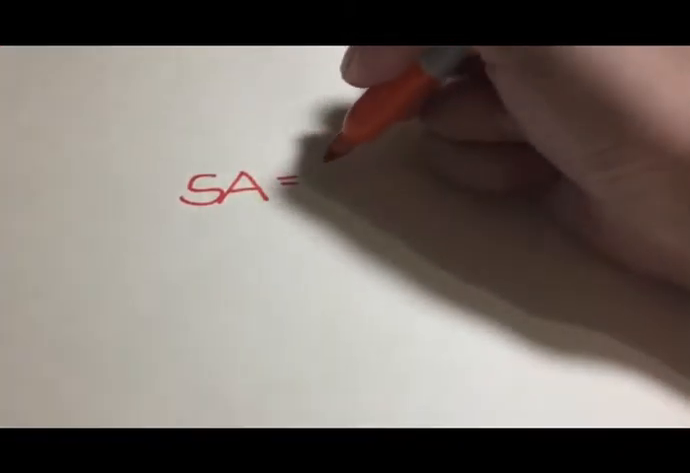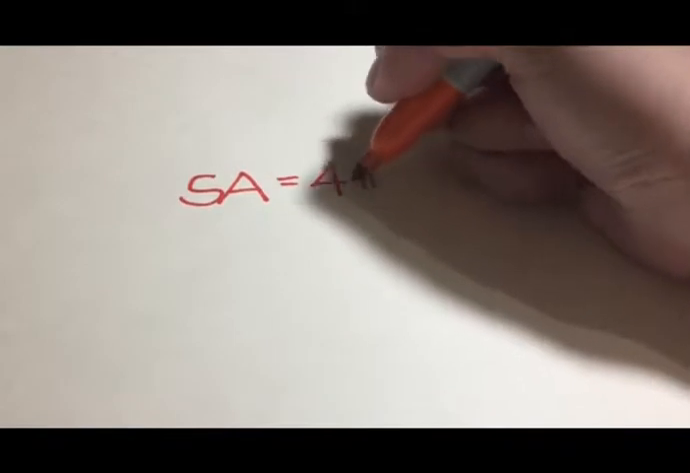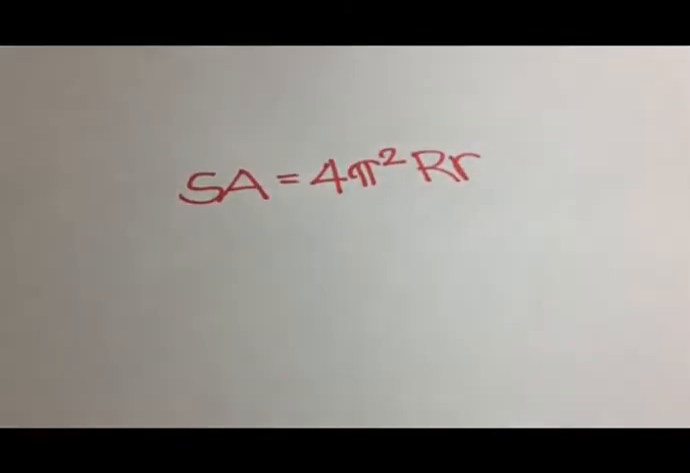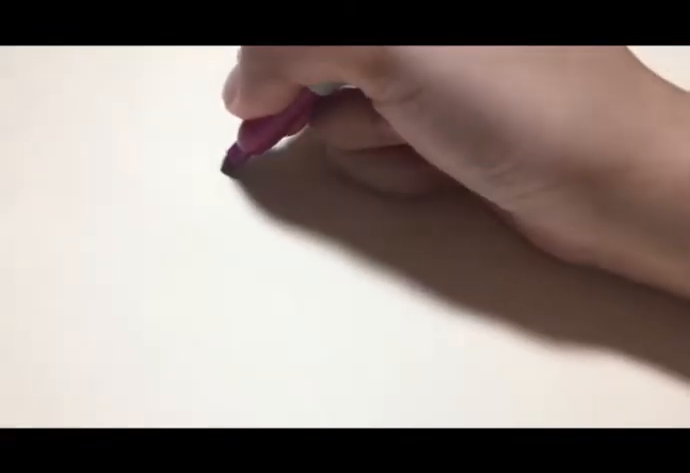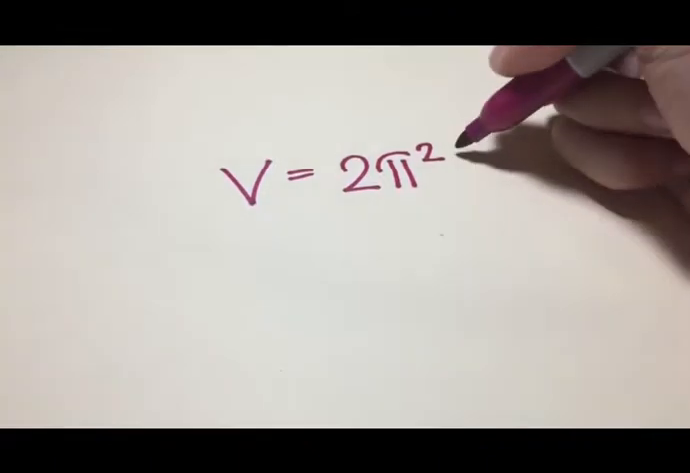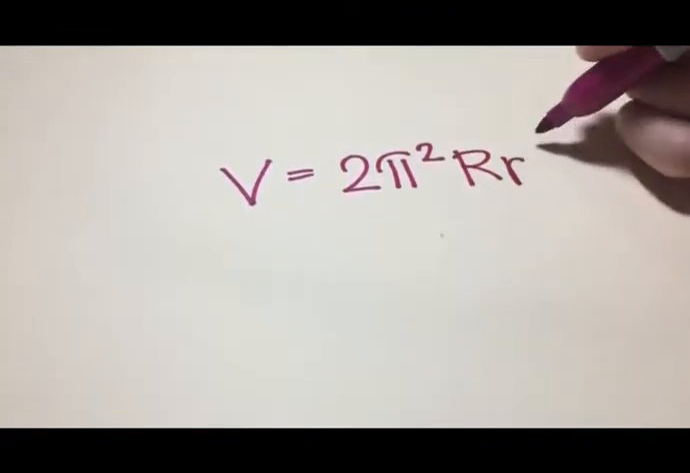So let's move on to the formula. We have two formulas. The first one is for the surface area, which is 4 times pi squared times major radius times minor radius. The second formula is for the volume, which is 2 times pi squared times major radius times minor radius squared. Now I think you're ready for the application. Let us answer the problem.